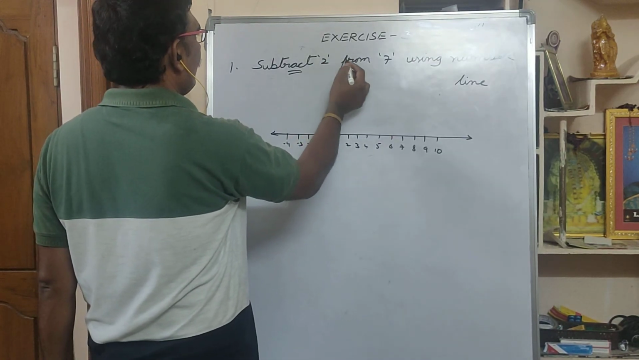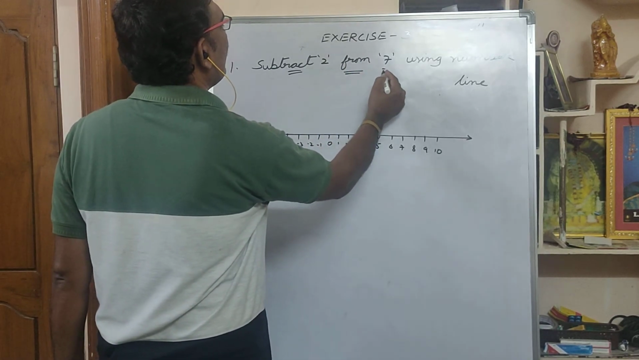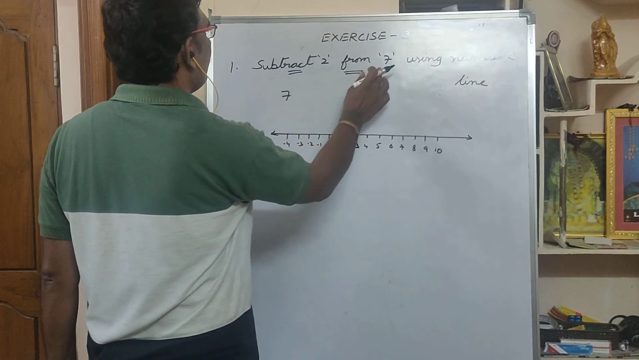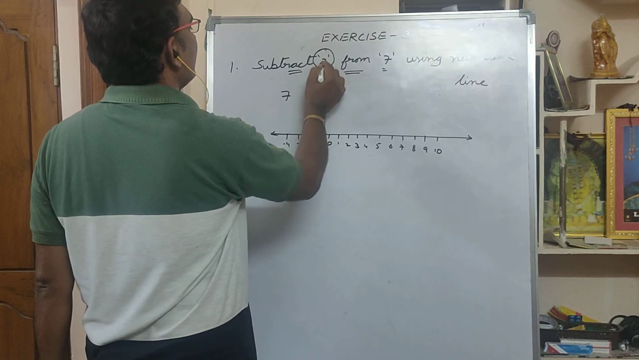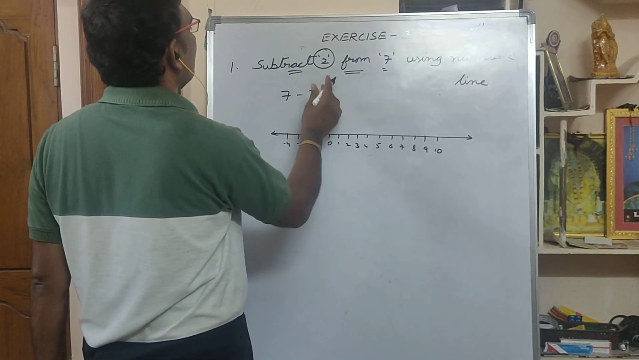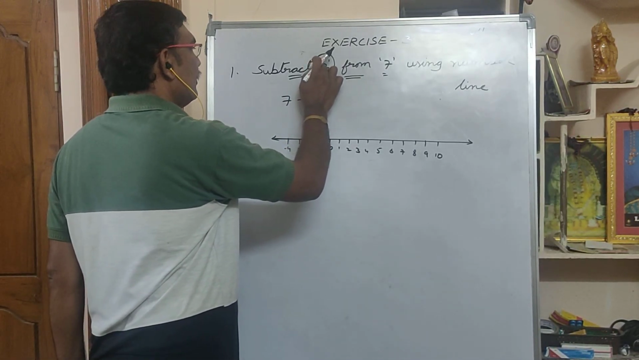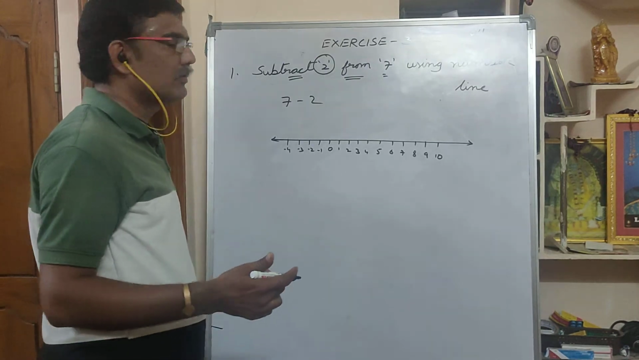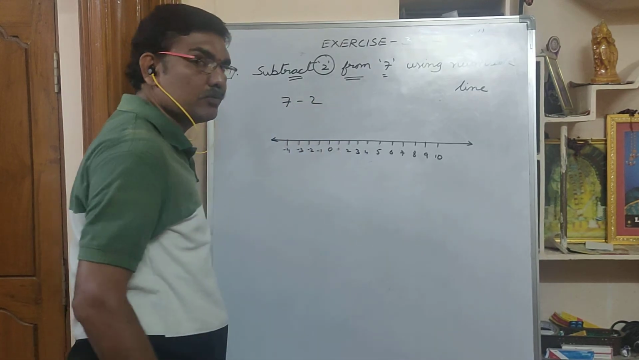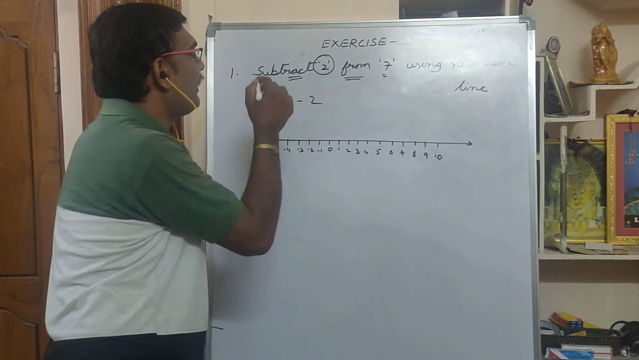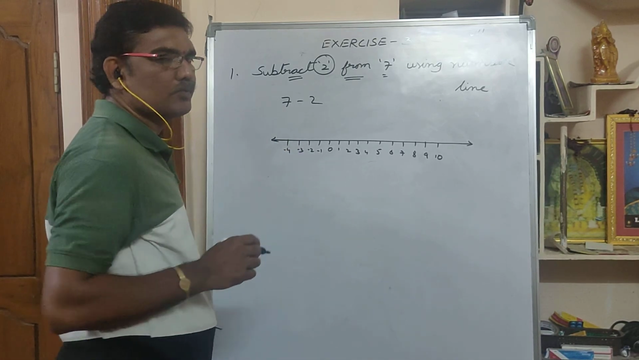Actually, subtract 2 from 7, how should we write it? Whatever number comes after "from" should be written first, and whatever number comes before, write its opposite. Means if it is plus 2, you should write minus 2. If it is minus 2, you have to write its negation. So subtract 2 from 7 means the answer is 7 minus 2.